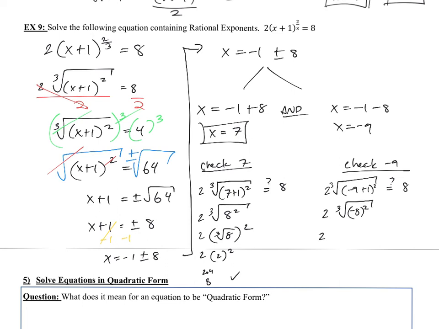Once again, I'm going to switch this around. I like making the problem smaller before I make it bigger. And remember, we can switch the cubes and the squares. That's an 8. That's 2 times -2 squared. That's 2 times 4, which is 8. So they both check out. Awesome.